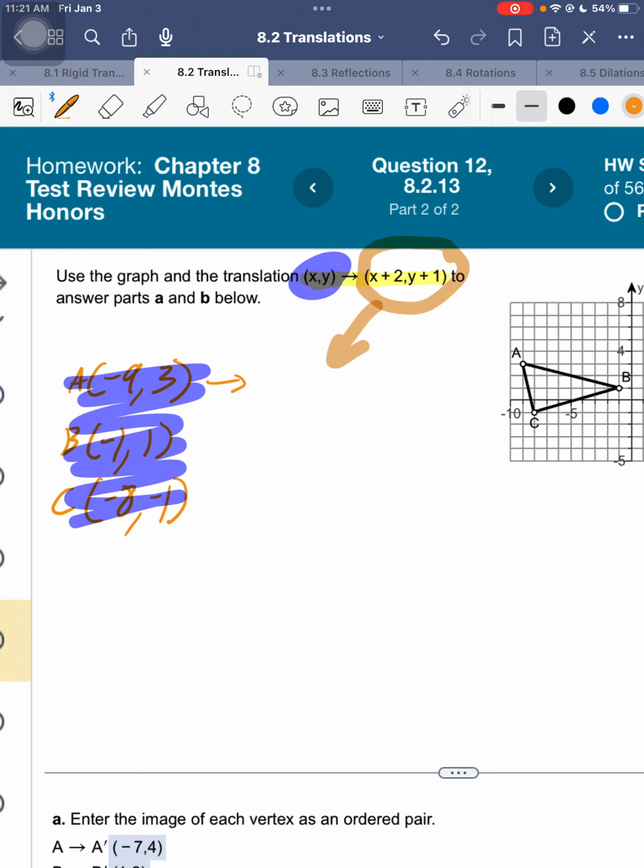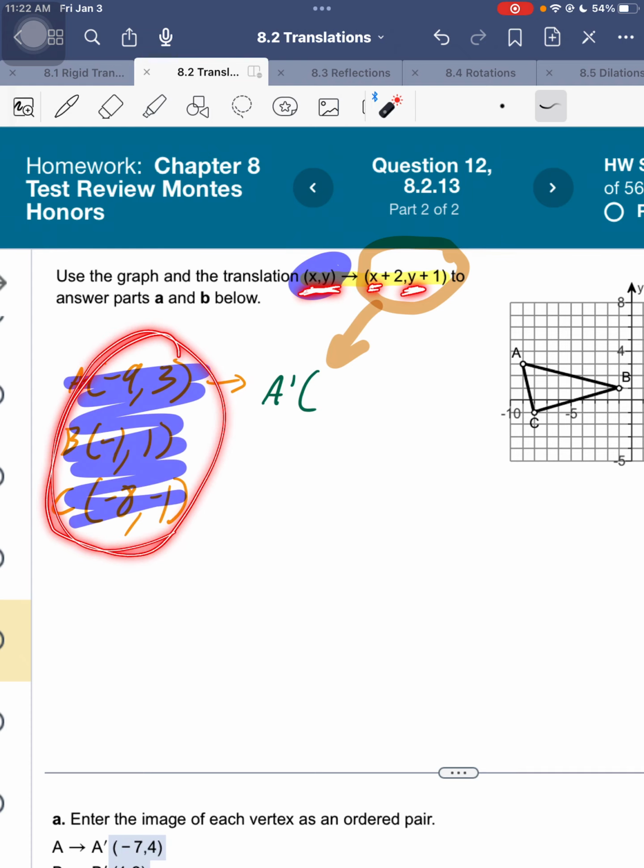So now what is, and it's also going to be called what? It's going to be called A prime. A' is now going to be what coordinate? Well, what is -9 plus 2? Remember, this x and y is the same as this x and this y right here. And we just said that this x and y are these coordinates right here. So now all that's going to happen is that these transformations are going to get applied to these coordinates, okay?